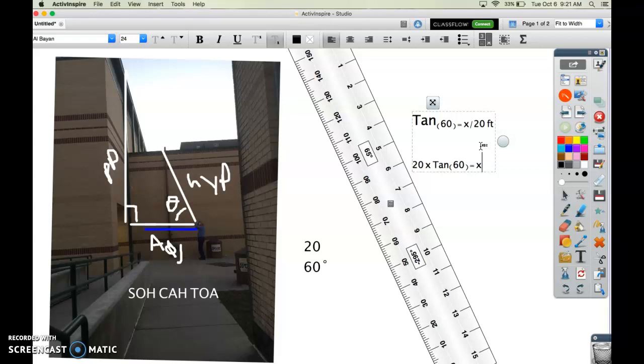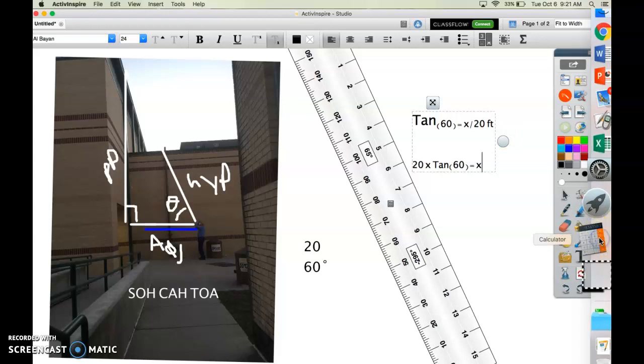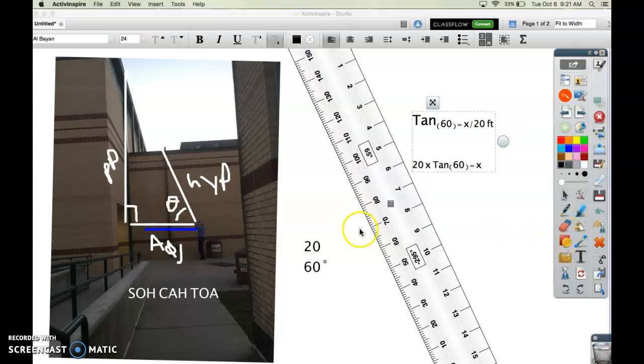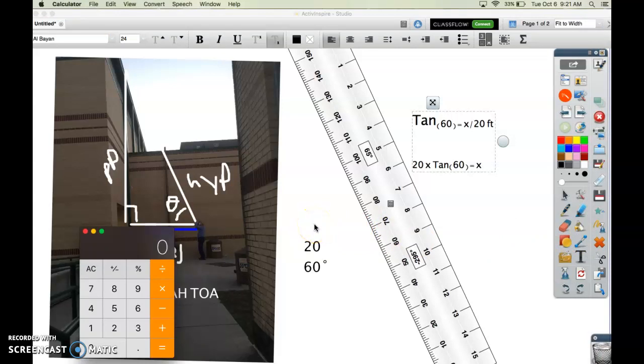let's see, 20... Calculator's not coming up. Ah, there we go. Okay. I'm not sure if this calculator has that, so I guess I won't do it. I'm going to do it on screen. How exciting. So we're going to do 20 times tangent of 60, and we would get 34.6, okay? And so that would mean that this distance was 34.6 tall.